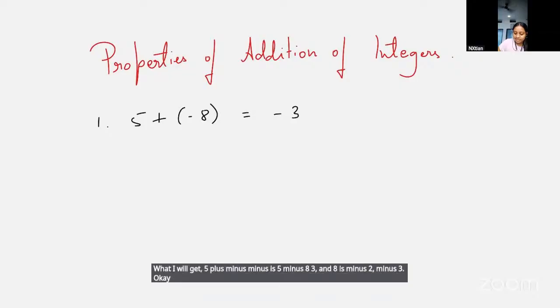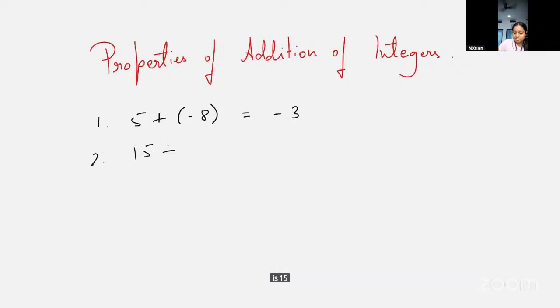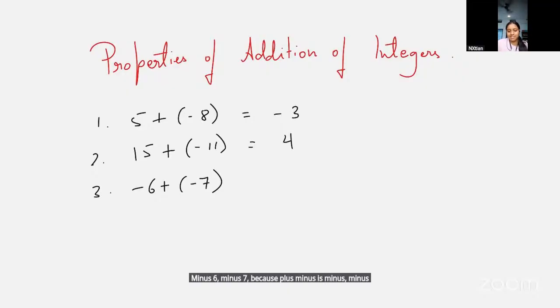Okay, second example for you is 15 plus minus 11. Plus minus is minus. 15 minus 11, 4. Okay, one more example. Minus 6 plus minus 7. Minus 6 minus 7, because plus minus is minus. I've added them up, then 7 is negative, the bigger number is negative, so minus 13.